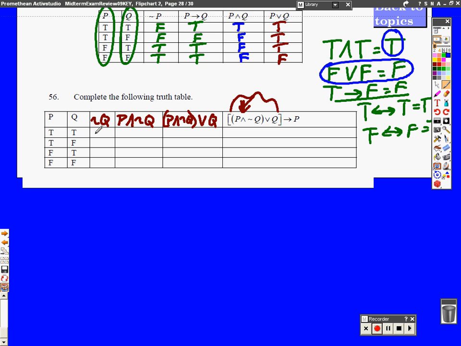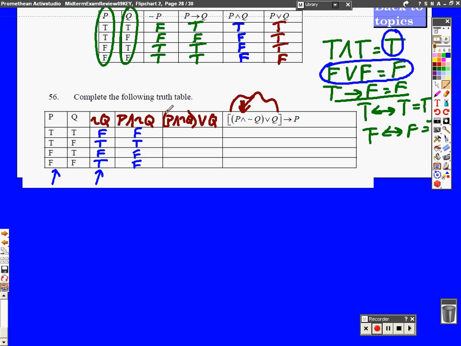All right, not Q, I'm taking the opposite of all the Q values, so this becomes false, this becomes true, this becomes false, this becomes true. To do P and not Q, so P and the not Q column, I'm looking for the case where they are both true. They are not both true, they are both true, they are not both true, and they are not both true. So all the rest don't follow the rule and they're all false.